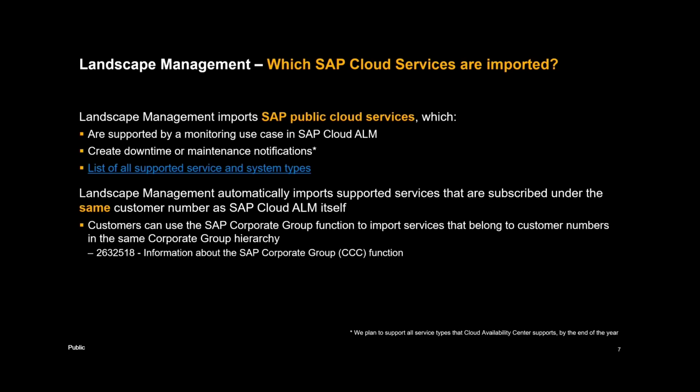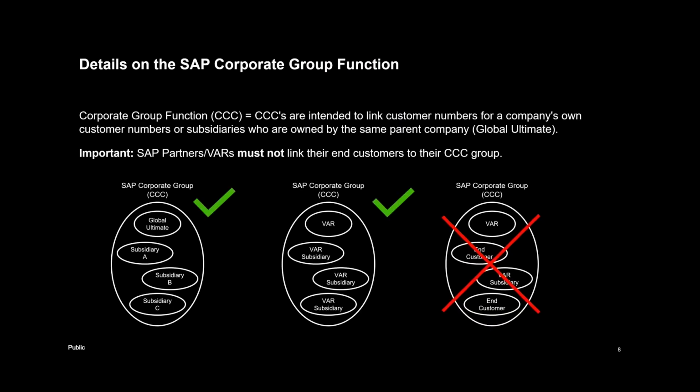What you can also do as a customer, let's say you are a bigger customer and maybe have subsidiaries, is use what is called the SAP Corporate Group function. I will say a little more about this on the next slides. It lets you bring in cloud services that belong to your subsidiary. So this allows a big corporation with a lot of subsidiaries to use one Cloud ALM to monitor all its cloud services and the cloud services of its subsidiaries. So let's get a little more into the corporate group function, because this is something where we get a lot of questions.